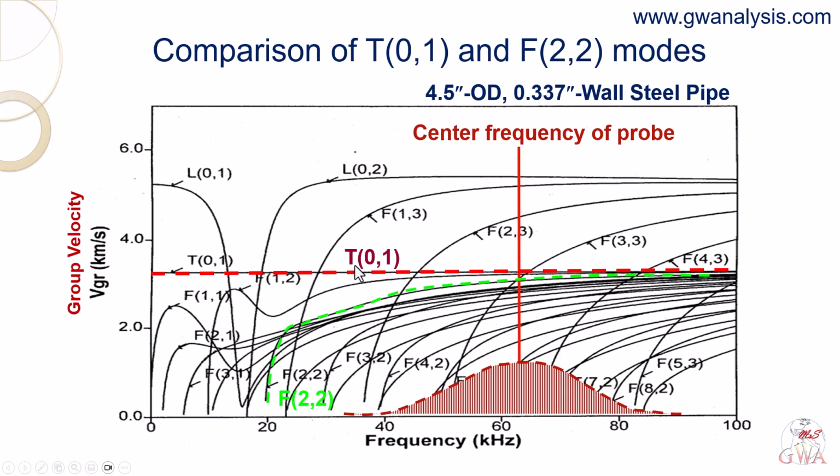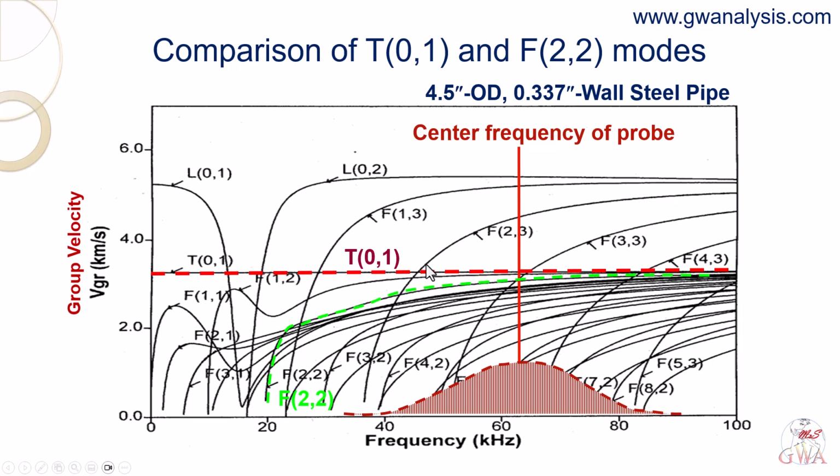With the spectrum of RF signal now placed on the dispersion curve, we can see exactly which wave modes are actually present in the transmitted signal. There are many wave modes in this dispersion curve, but we only consider two, one non-dispersive mode and one dispersive mode. We selected the T01 mode as a non-dispersive mode and F22 mode as the dispersive mode.